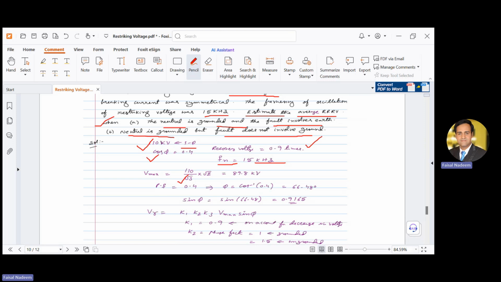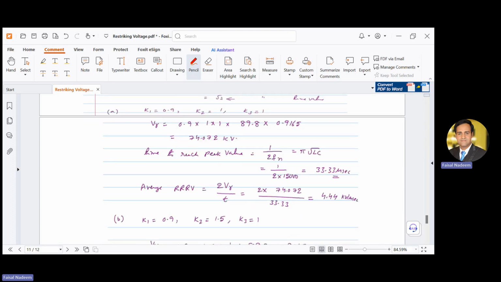Now we know that sine phi is equal to sine of the angle. And why are we interested in finding the value of sine phi? Because we know that VR is equal to K1, K2, K3 times Vmax sine phi. And why are we interested in VR? The reason is that the average rate of rise of restriking voltage is equal to 2 times VR divided by T.